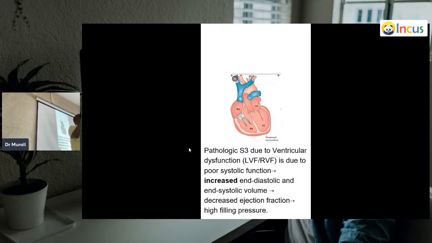Then pathological S3 is an indication of ventricular dysfunction and a poor systolic function, right? And because of poor systolic function, what happened? At the end of the systole, it is unable to pump the blood, so end systolic volume is high. And because of that, there is a high filling pressure and a splashing sound.